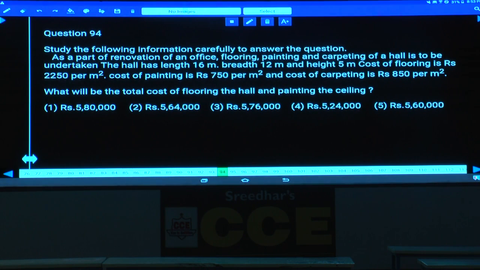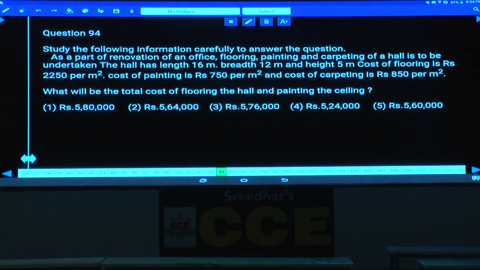What will be the total cost of flooring the hall and painting the ceiling? Flooring is done for the hall, that means area of the rectangle. Yes or no? And painting for the ceiling. Ceiling in the sense will also be equal to the area of the rectangular hall. So in both cases you are using the same area for painting and for flooring. Correct? For painting how much do they charge? 750. And for flooring how much do they charge? 2,250. That means for flooring and painting together they charge 3,000.